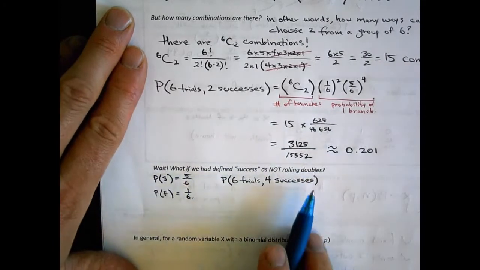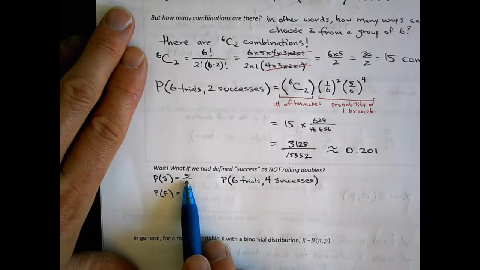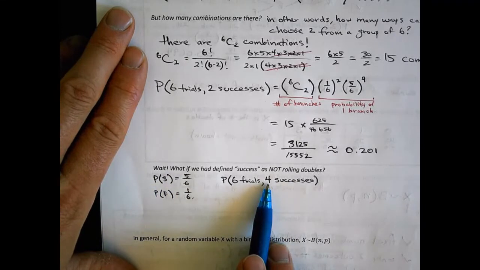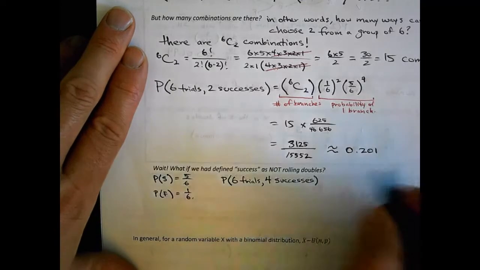Think about it as the same question, where in this case the success is not rolling a double. So you're going to have 4 not doubles and 2 doubles. So it's the same question: what's the probability of 6?